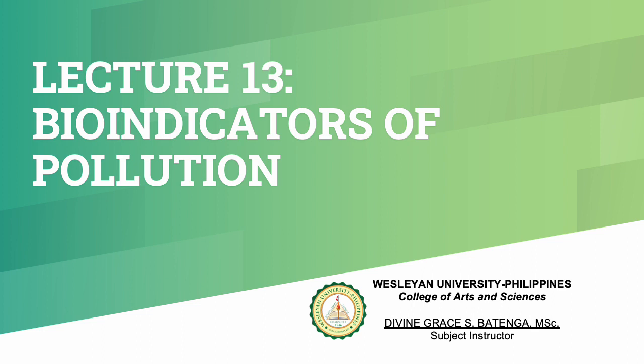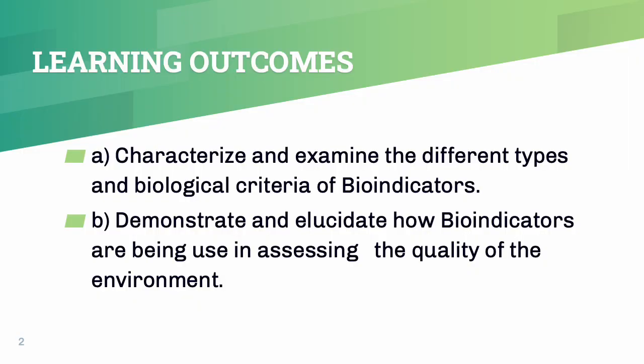Okay, so when we say bioindicators, these are indicators of the presence of pollutants in a particular place or in a particular area. But before that, let's talk about the learning outcomes for this discussion. At the end of this discussion, I am expecting you guys that you should characterize and examine the different types and biological criteria of the bioindicators, as well as demonstrate and elucidate how bioindicators are being used in assessing the quality of the environment.